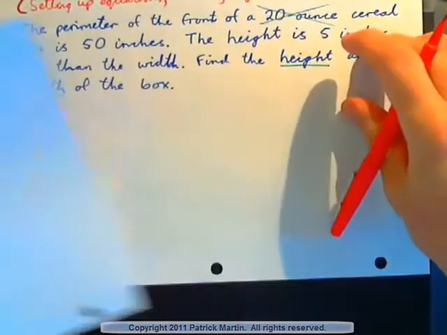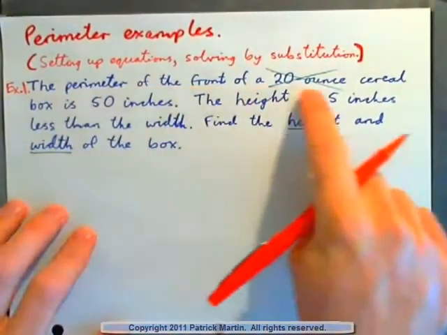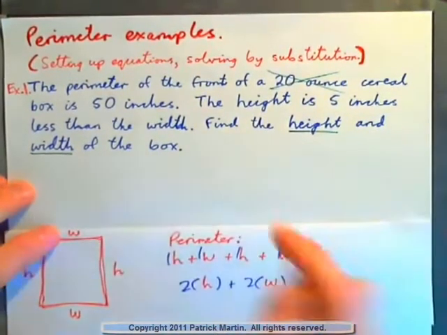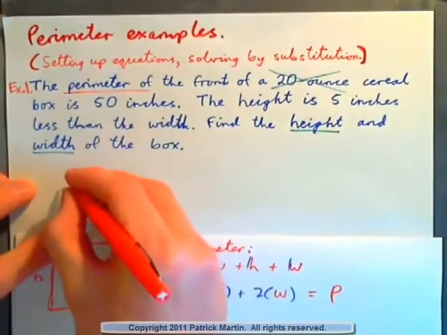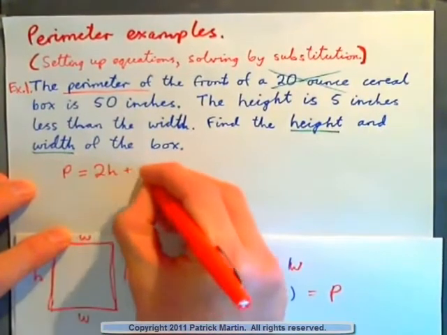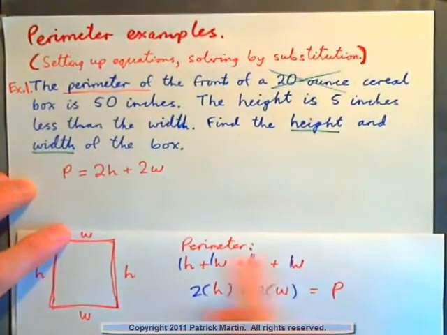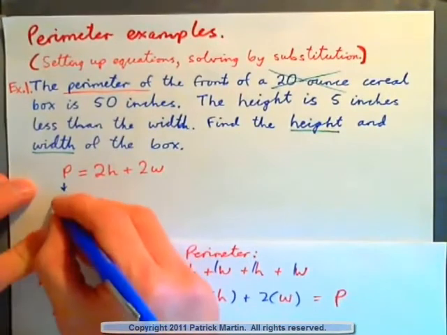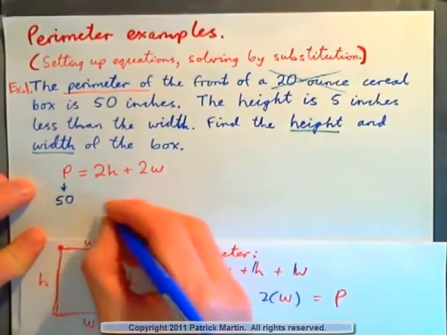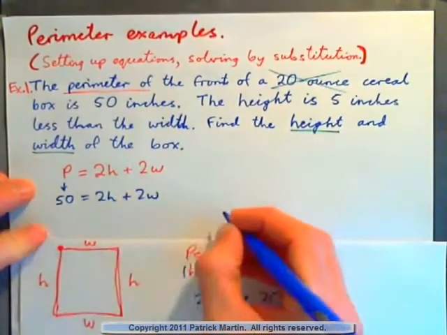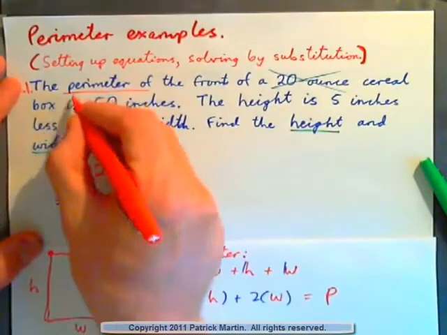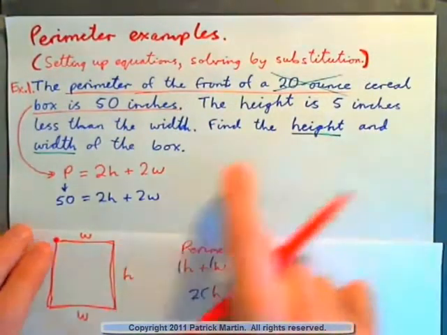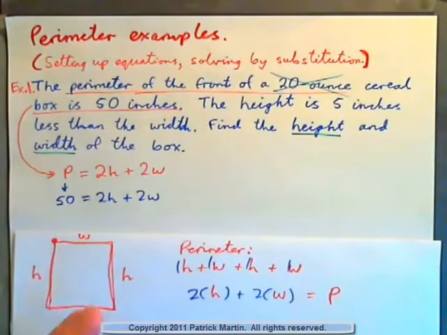So when I look at my problem, the perimeter of the front of a cereal box is 50 inches, I can write down my formula for perimeter, okay, and I can write P equals twice the height plus twice the width, okay? But it's telling me that the perimeter is 50. So in for P, I can plug 50, basically. 50 equals 2H plus 2W. Now I have one equation, okay, from this one piece of information. I'm looking for two unknowns, height and width. So if I'm looking for two unknowns, I need two equations.